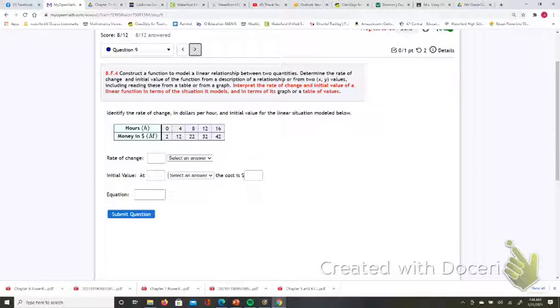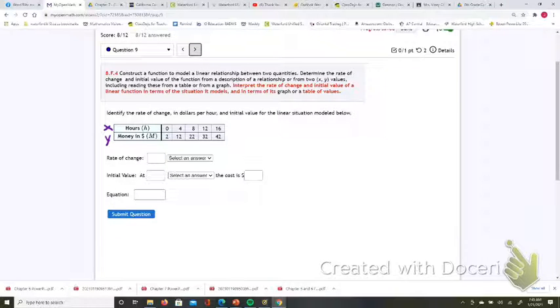Number 9. Identify the rate of change in dollars per hour and initial value for the linear situation modeled below. So we have to look at our table. Remember that your input, that's your X, that's your hours, and then your money is your Y, that's your output. So remember that the slope is the change in the Y over the change in the X. That's the rate of change.